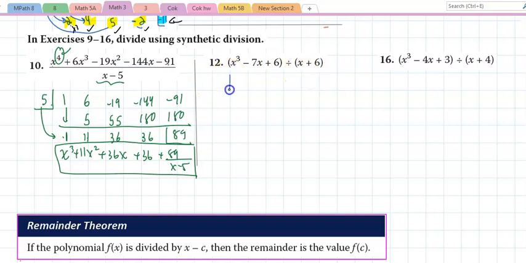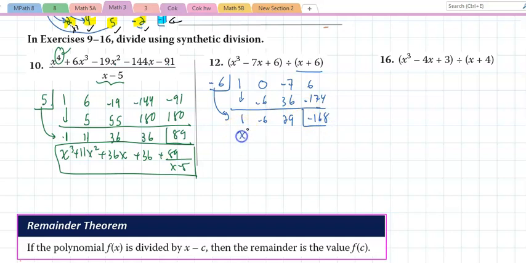Again, to compensate for the subtraction, you take the opposite of that. So that is x cubed. There's no x squared. There's an x and there's a number. I drop the first number all the time. So the 1 I drop down. Multiply -6, add. Multiply 36, add. Multiply 180 minus 6, -100, 180 minus 174. And add, that would be -168. My answer would be x squared minus 6x plus 29 with a remainder of 168 over x plus 6.